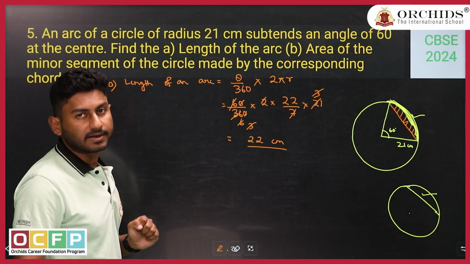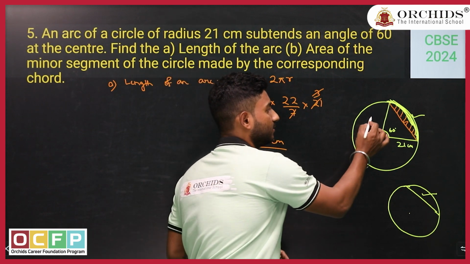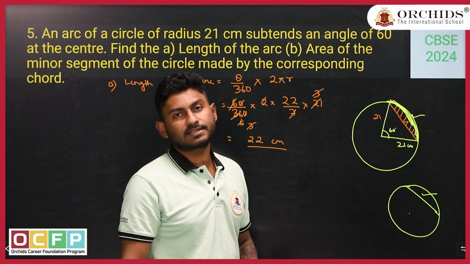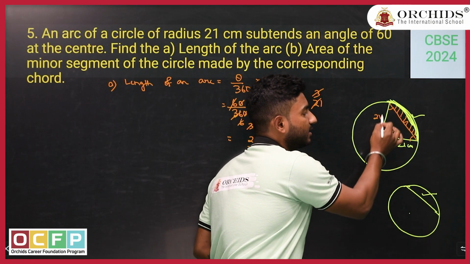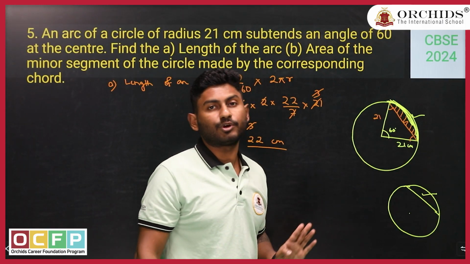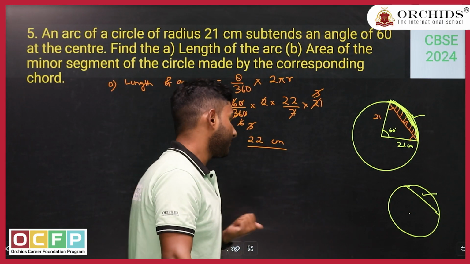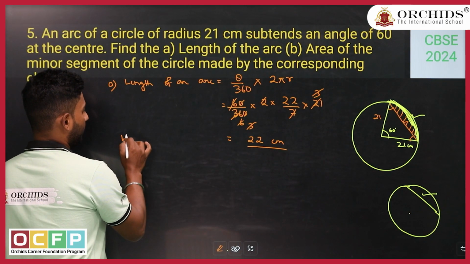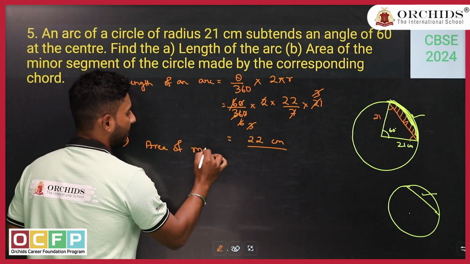Now to find the B part, just you should understand, if both the sides are 21 centimeters, one of the angle is 60 degree. Now tell me one thing, if in a triangle two sides are equal, are not the opposite angles equal? If the opposite angles are also equal, is not it a equilateral triangle? Yes, it's a equilateral triangle. How to find the area of equilateral triangle? Again, Heron's formula.